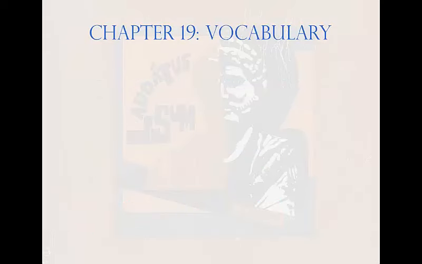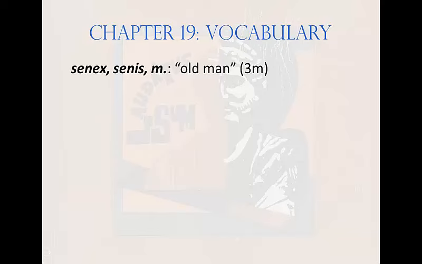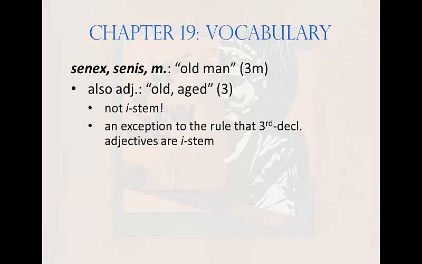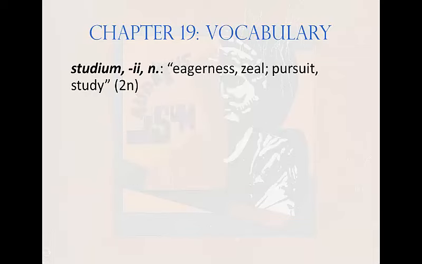Now let's look at the vocabulary. The first word is senex senis, masculine, meaning old man. It's a third declension masculine noun. It also functions as an adjective, meaning old or aged, in which case it is still third declension, but it's not I stem. It's one of the few exceptions to the rule that third declension adjectives are I stem. So, what would be the genitive plural of this word? Good. Senum. No I.